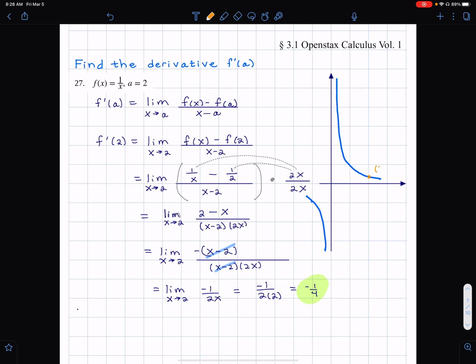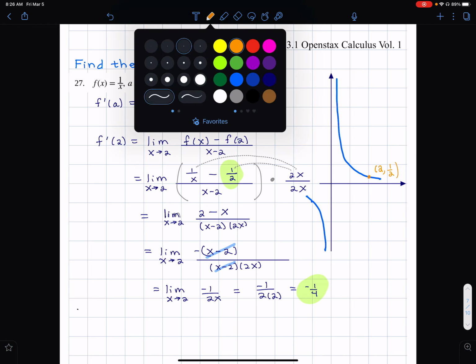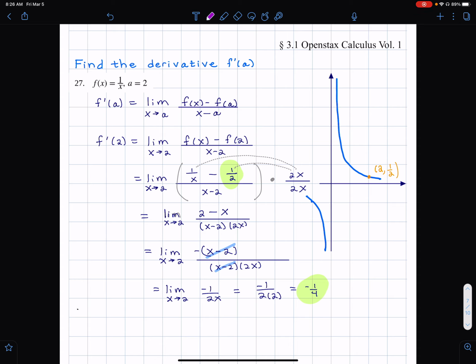At 2, the y coordinate's 1/2. I mean, we saw that when we put in f of 2. See over here, f of 2 is 1/2. So we're looking at this, we look at a tangent line there at (2, 1/2), and the slope is -1/4, which I could see myself having a little trouble drawing, but I think I can do it. It's going to look like this.